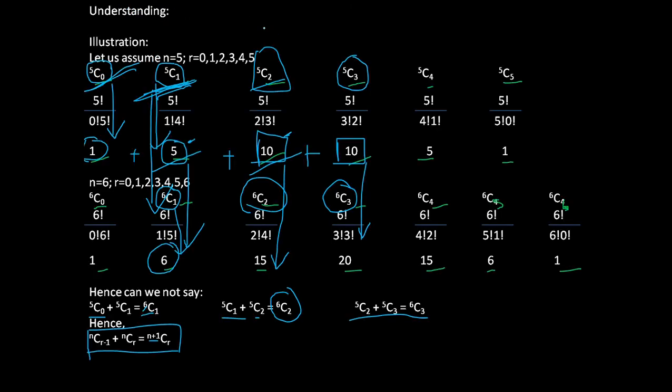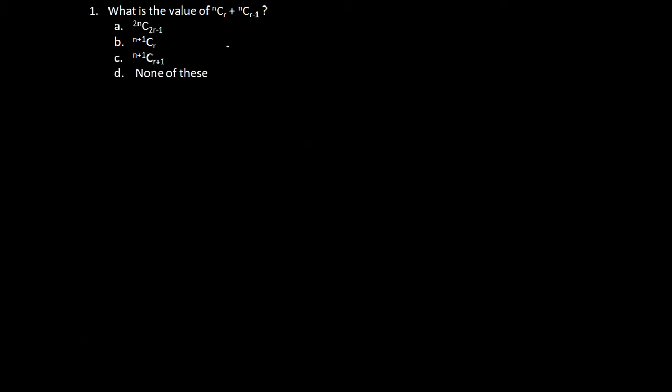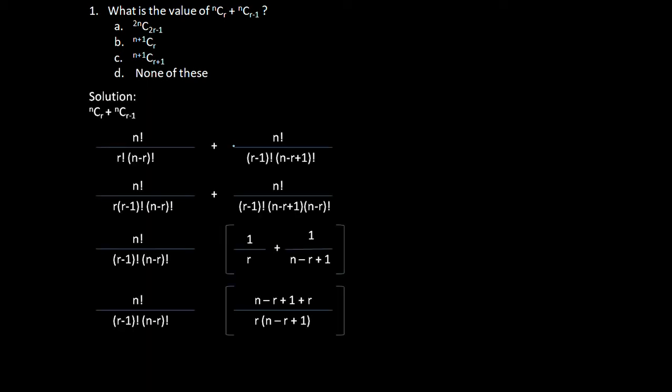Now, first question here says, what is the value of nCr plus nCr minus 1? You will see that it's exactly like this, just that this has gone earlier and this one has been brought later. We know that the answer is n plus 1 Cr, but then still, why did I put this question? Because suppose you forget that formula. How else can you solve this? To solve this, you need to actually start with the solution.